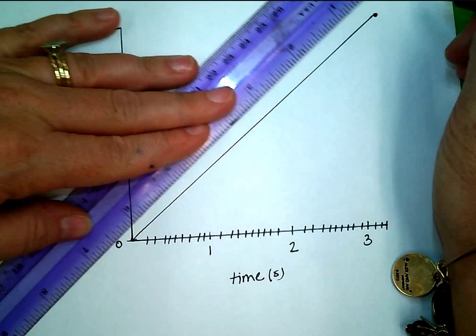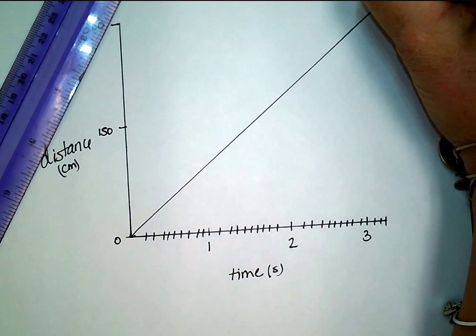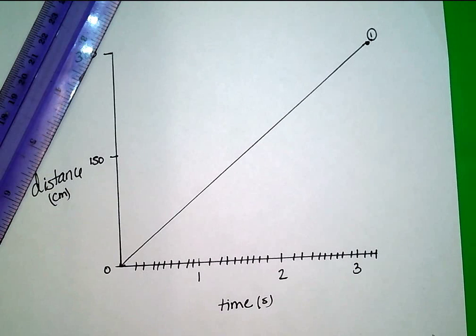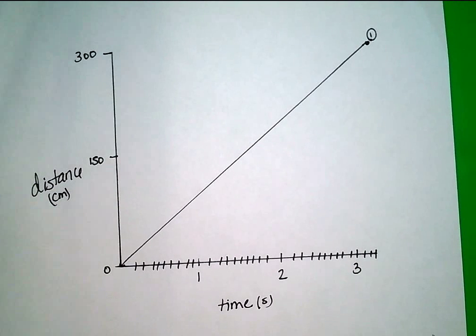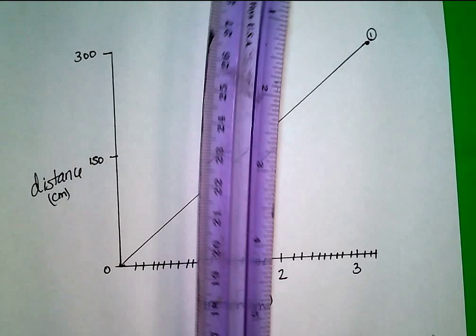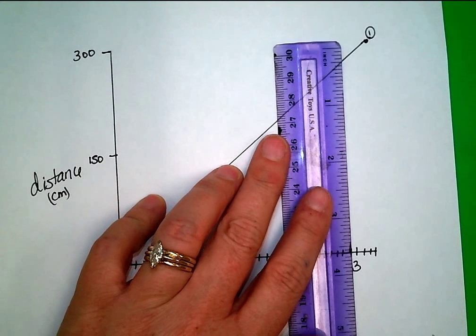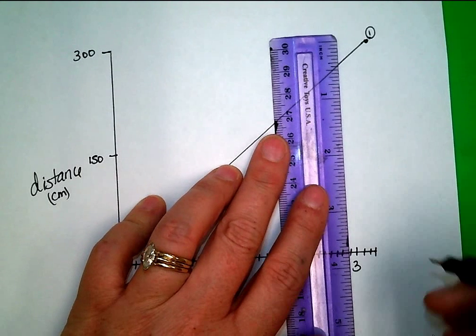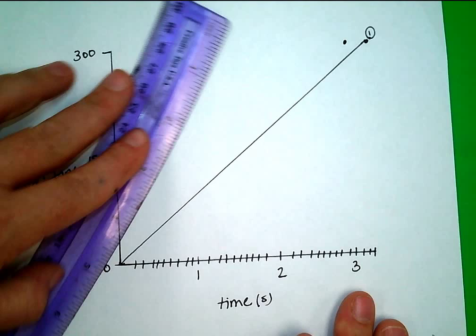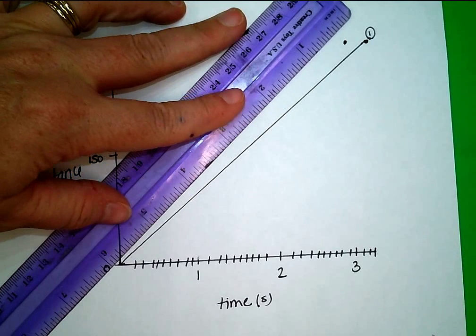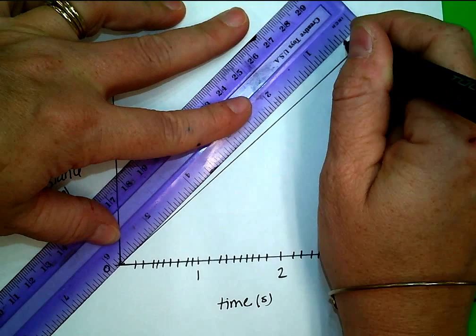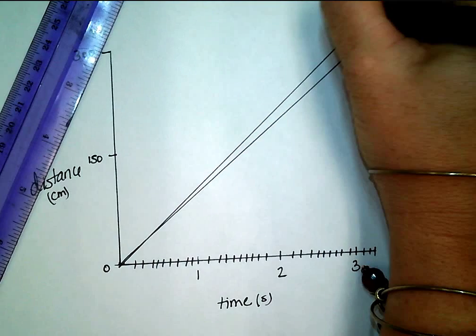Now I can either label this line as trial 1, or I could use a different color and put a legend down here saying the red line is for trial 1. Looking at the data, I've got 2.97 for trial 2, so I'm going to do the same thing. 2.97 is going to be somewhere here, and it also goes 300. Again, starting from 0 to that dot, we're going to connect the dots. So this is trial 2.